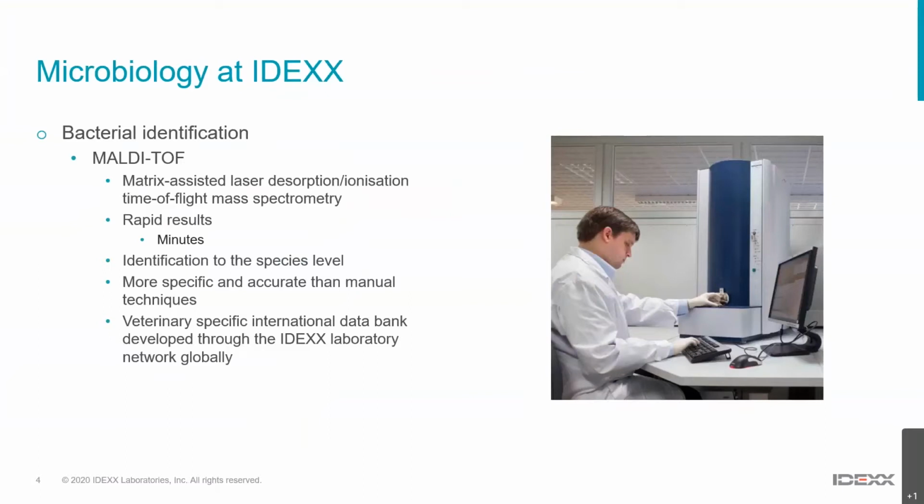a colony of the organism is put on a little stage in the machine. Using a laser, it basically turns it into a gas, and that gas gets biochemically analysed, and that allows us to identify the bacteria very rapidly, and identification to a species level. So compared to what we were doing before with biochemical reactions and things on different agar, we can get a much more detailed description of the bacteria. So it's more specific and more accurate than the manual techniques that have been used in the past.